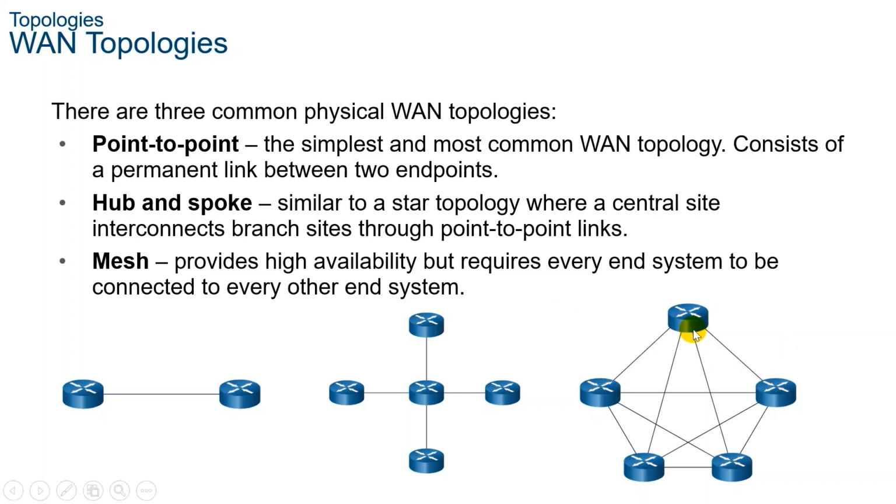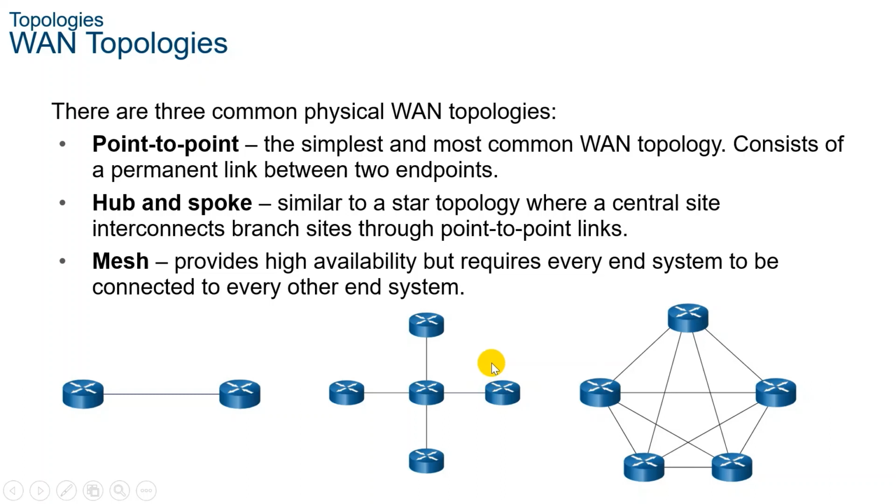Okay, so one site is directly connected with each other. So this topology provides high availability but requires that every end system is interconnected to every other system. Therefore, the administrative and physical costs can be significant. Each link is essentially a point-to-point link to the other node.